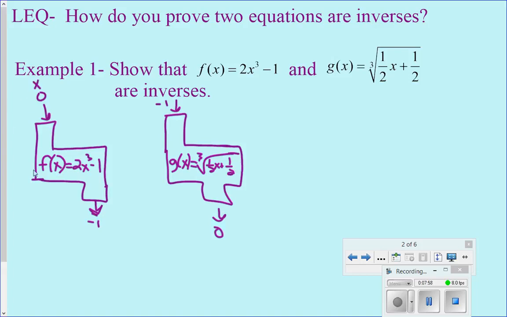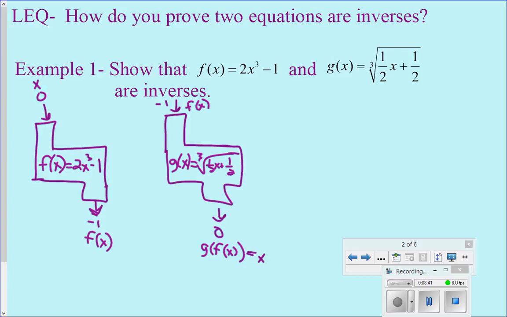So when I put x into the f of x function, the function's applied and my output is f of x. So then if I put f of x in as my input into this other function machine, then I'm applying g of x to f of x because I'm inputting f of x. So I'm basically finding g of f of x. Well, if these are inverses, and we understand what happened here with 0 going in, -1 coming out, -1 going in, and 0 coming out, you hopefully understand that g of f of x, my final output, should be equal to my original input, which was x. Okay? Now, that works both ways.